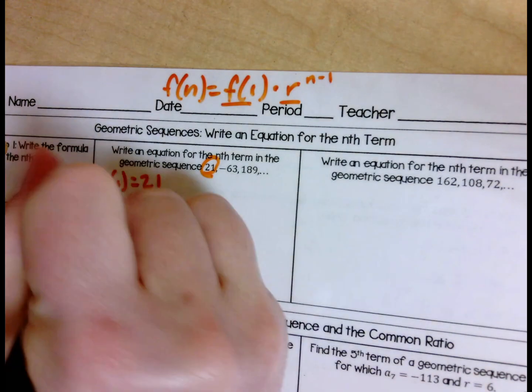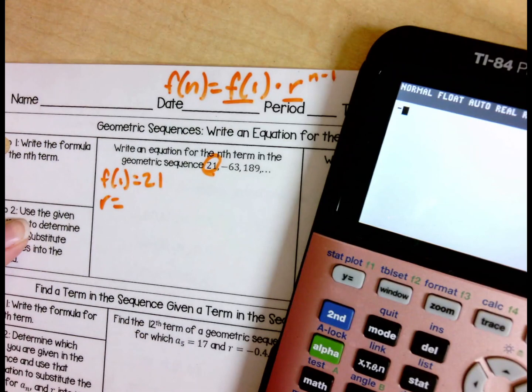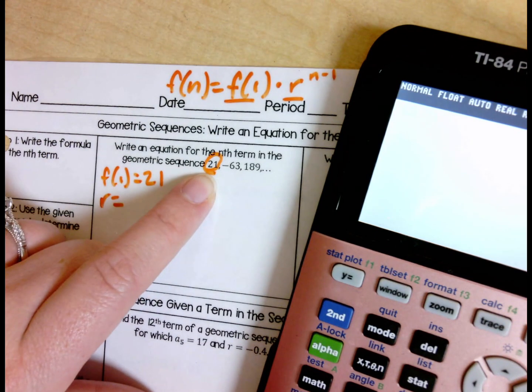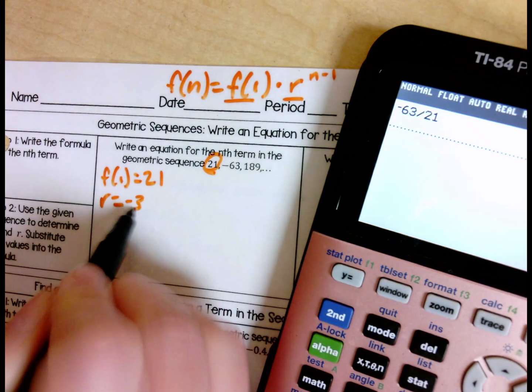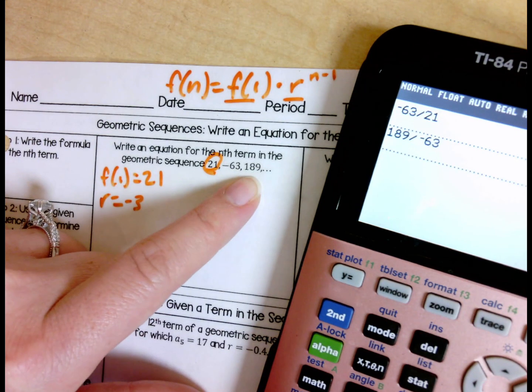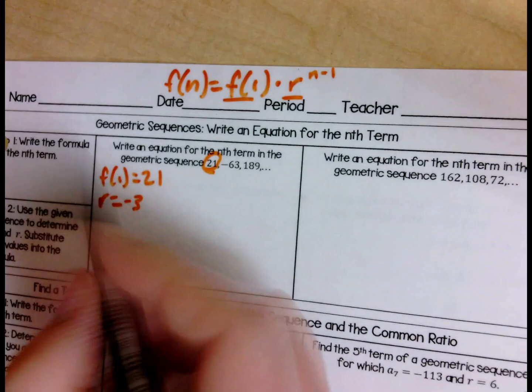Okay, so the ratio here, the common ratio, remember, is going to be the second term, negative 63, divided by the first term, 21. And we get negative 3. And let's just double check that it works on the next side too. So 189 divided by negative 63 also gives us a ratio of negative 3. Okay, so our ratio here is negative 3.